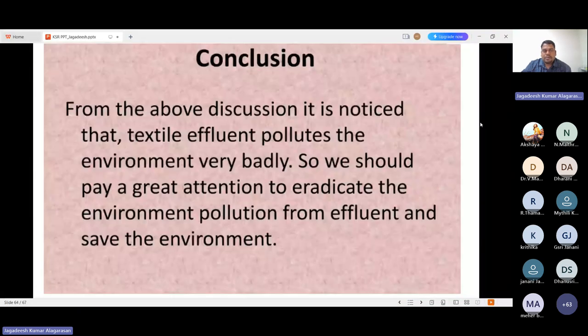So my conclusion today, from the above discussion, it is noticed that textile effluent pollutes the environment very badly. So we should pay great attention to eradicate the environmental pollution from the effluent and save the environment. Thank you.